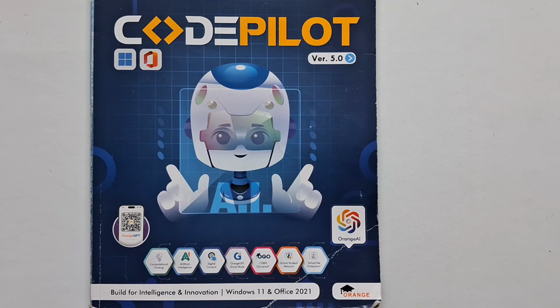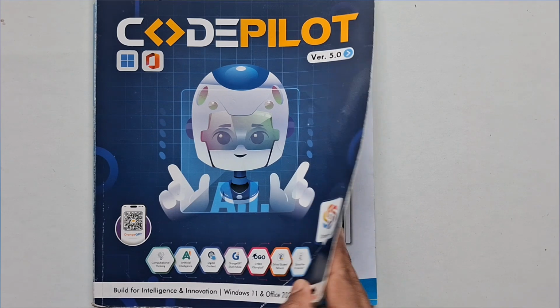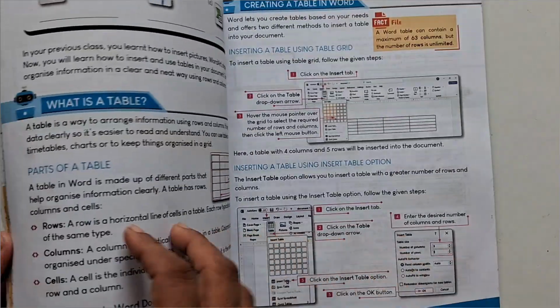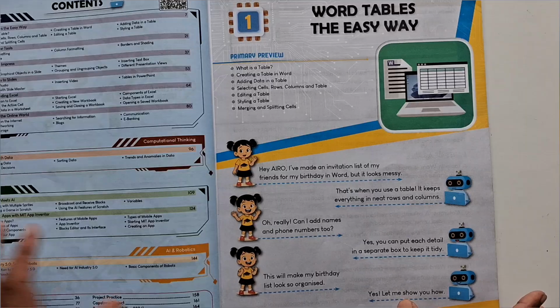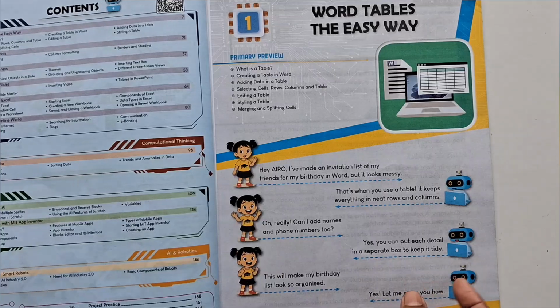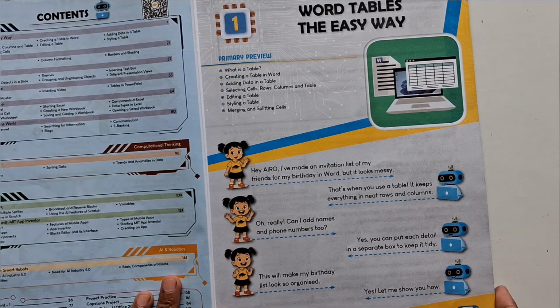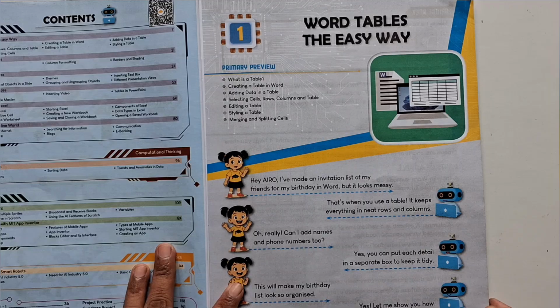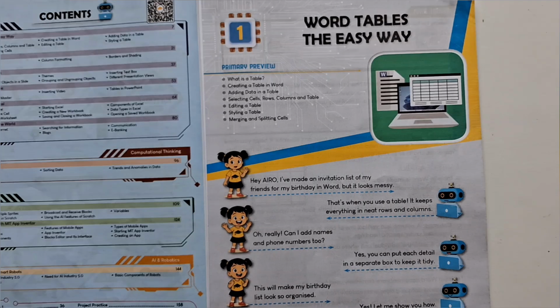Codepilot version 5.0. Today we start our first computer chapter. Kids, take out your computer textbook. We're on page number 7 and today's lesson title is Word Tables the Easy Way.